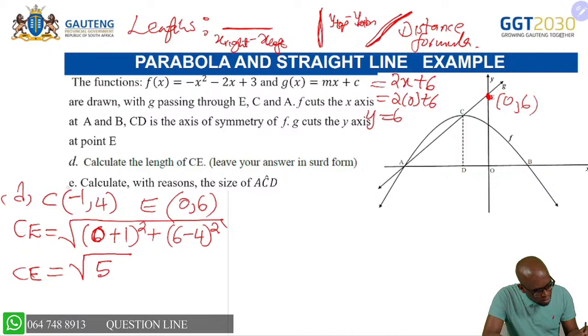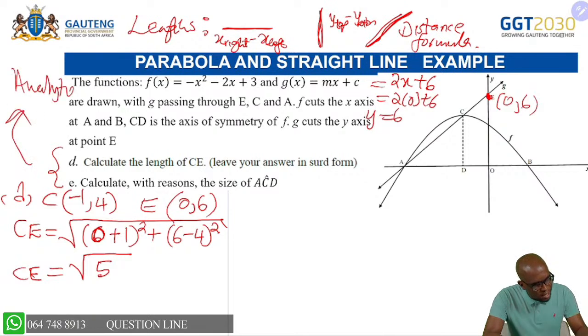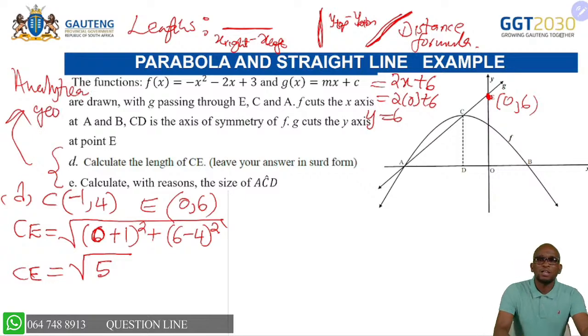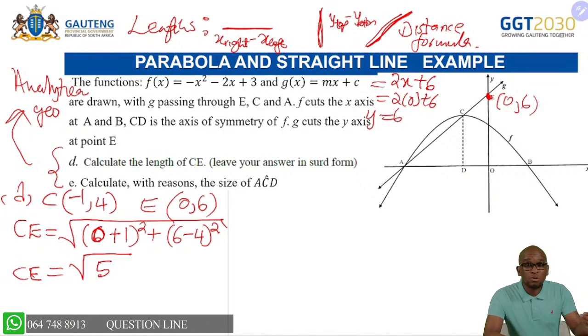Right, calculate with reasons the size of angle ACD. Now, if you check these two questions, they will remind you of analytical geometry. So we are integrating concepts here. The concepts of paper 2 are also applied to paper 1. Integration of concepts is also allowed in maths. Right, so they want us to find the size of angle ACD. They are looking for this angle here, angle ACD. So this is the angle of interest, and they want us to work out that angle.